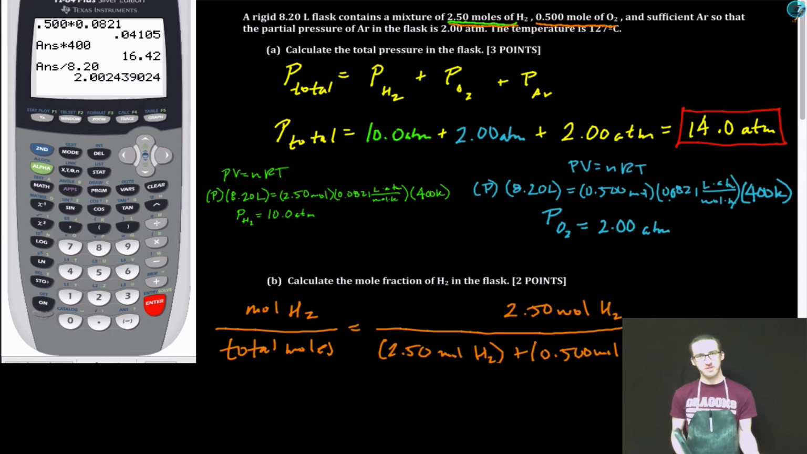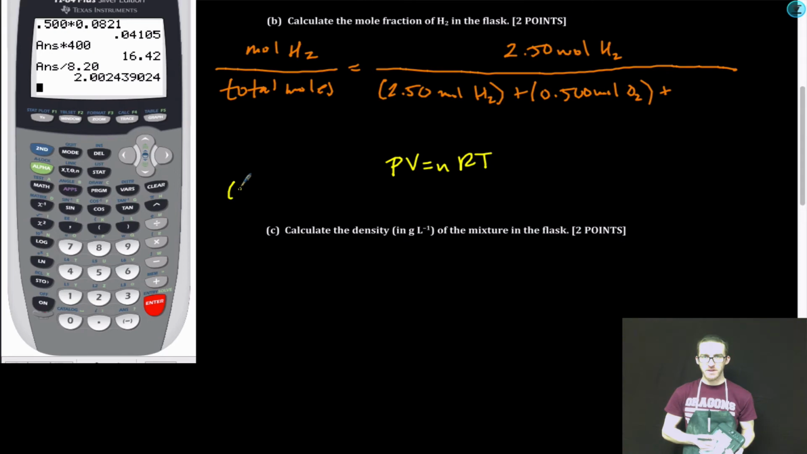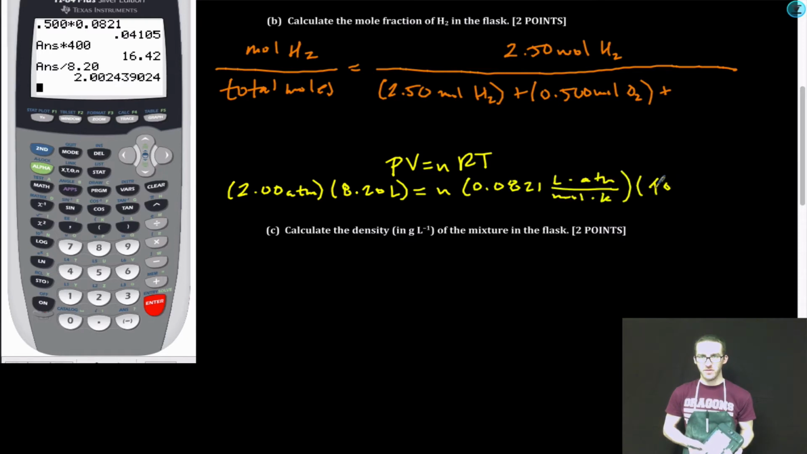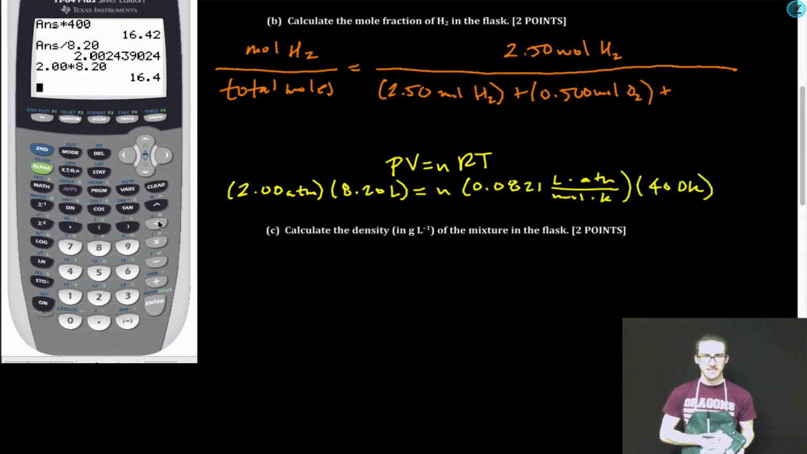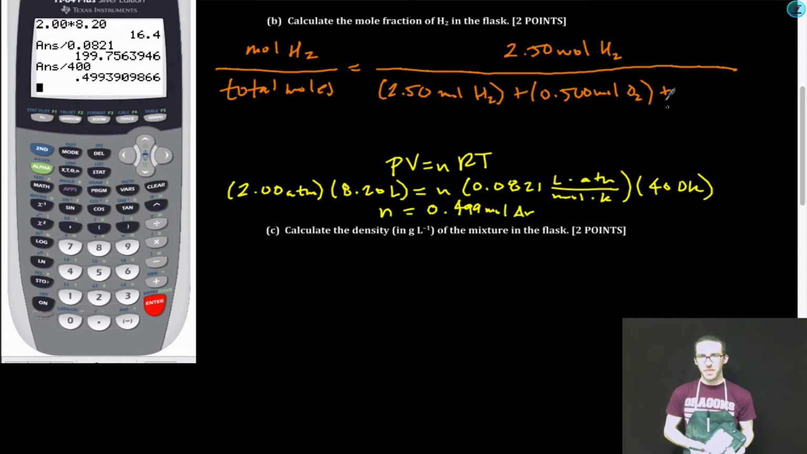I'm not given the moles of argon, but I am given the partial pressure of the argon, the volume that argon occupies, and the temperature of that argon. So you guessed it, another PV = nRT calculation. Partial pressure of the argon times the volume of our container equals number of moles times our gas constant times our temperature in Kelvin. Calculator. 2.00 times 8.20, enter. Divided by 0.0821, enter. Divided by 400, enter. Our number of moles to 3 sig figs, 0.499.